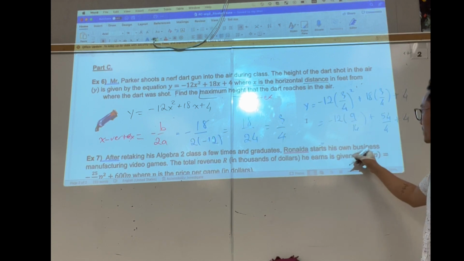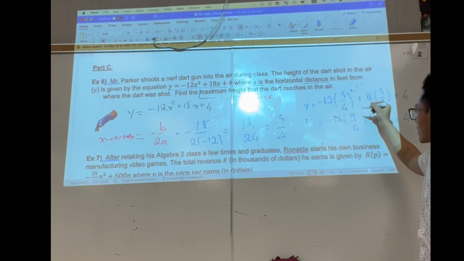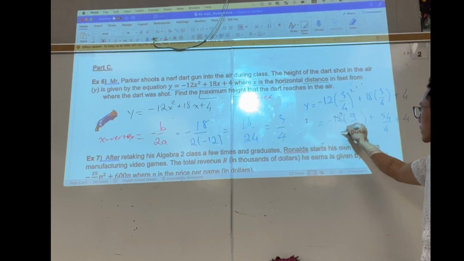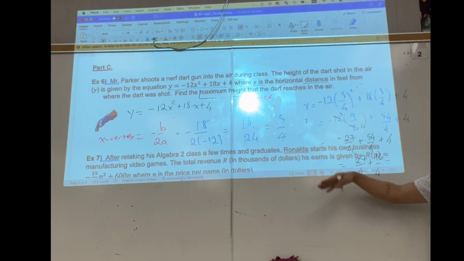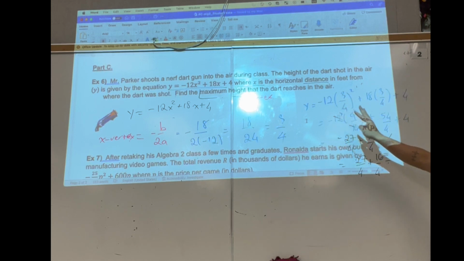Right? That would be 108. To simplify this, divide by 4, right? Divide both by 4. So negative 27 over 4 plus 54 over 4 plus 4. So this one will be 27 over 4 plus 4, which becomes 16 over 4. Again, I do this fast because you have a calculator. Just use the calculator because I do it by hand. You're gonna have a calculator on the test. So this is gonna be 43 over 4. You're gonna have an ugly number.